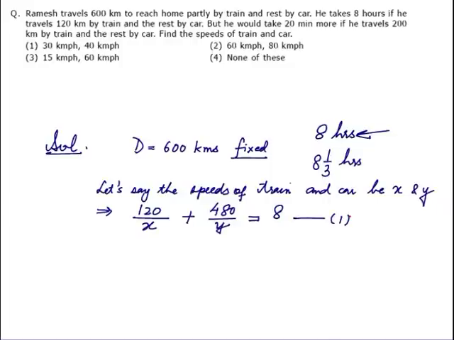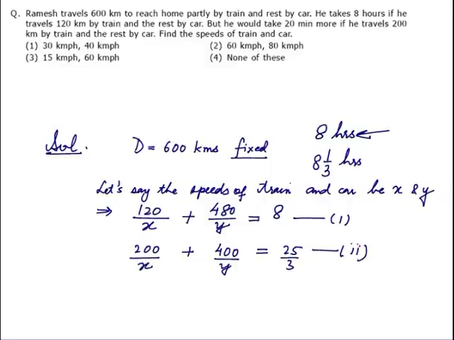Similarly, 200 upon x, because in the question he says if he travels 200 kilometers by train, in that case the time taken to travel by train will be distance upon speed, which is 200 by x, plus 400 by y will be equal to 8 integer 1 by 3, which is 25 by 3. This is the second equation. I hope this equation is also very clear to you.